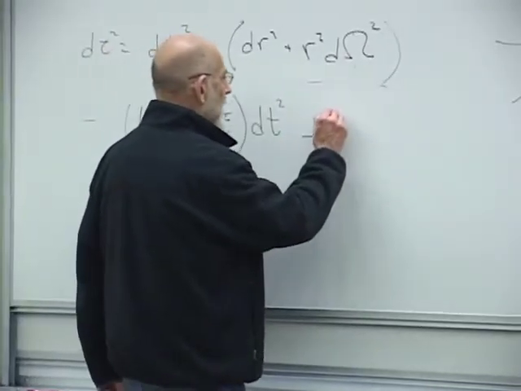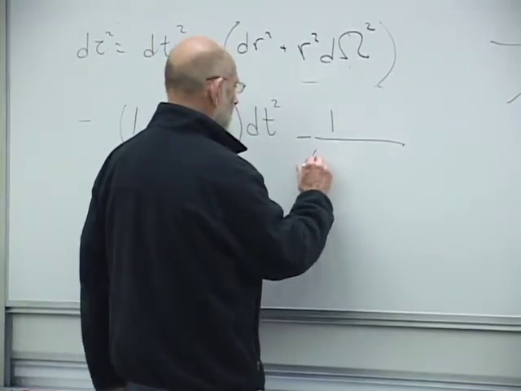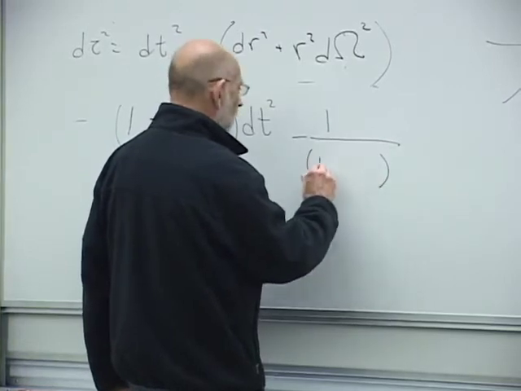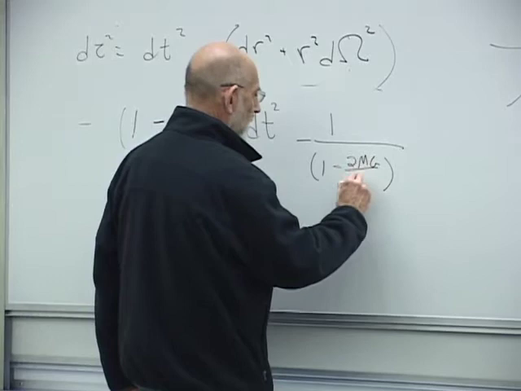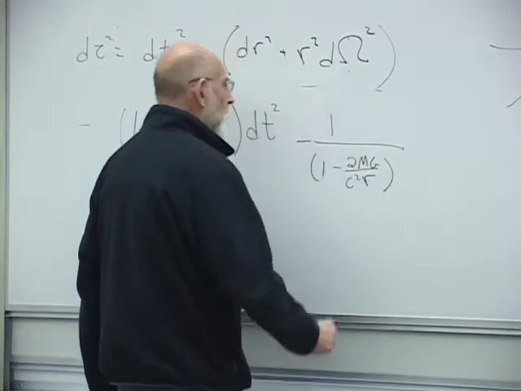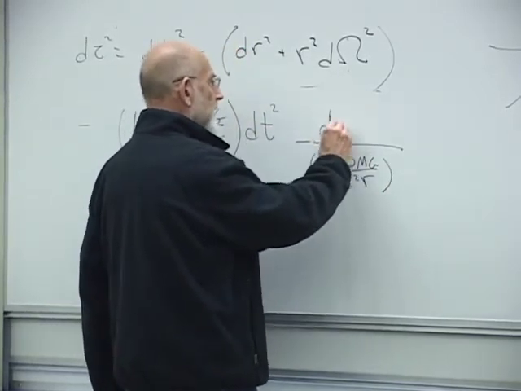Then there's minus the same thing except in the denominator, 1 minus 2mG over c squared r, times the dr squared.